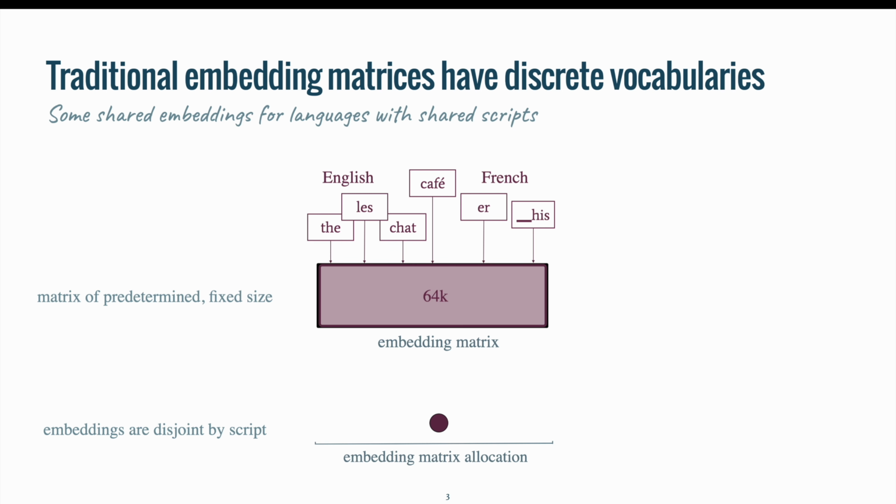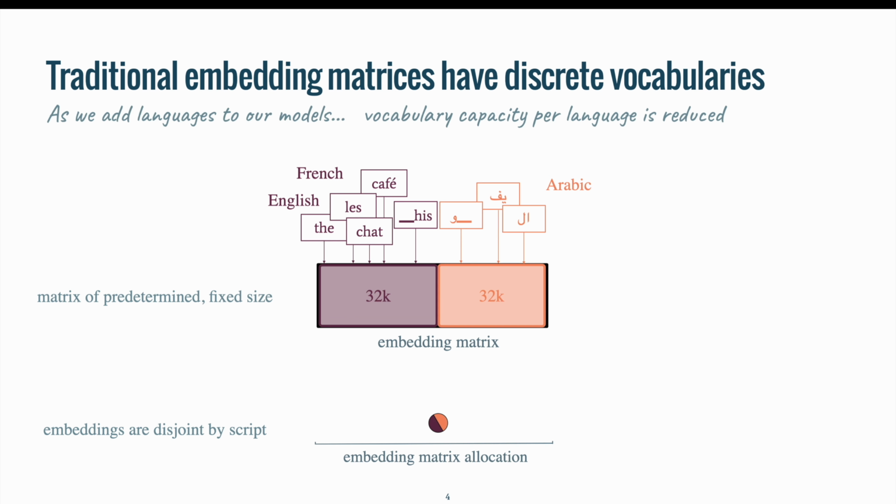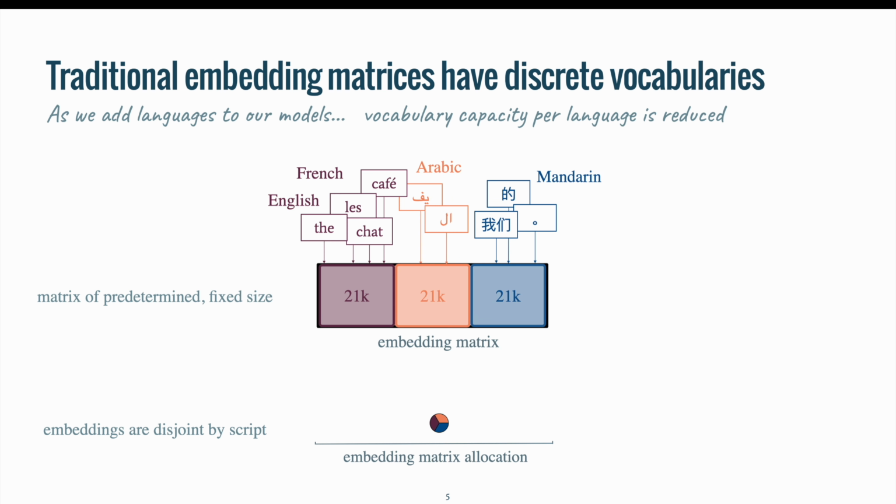Traditional embeddings, on the other hand, require choosing a static vocabulary size in advance. Embeddings may be shared across languages if they have shared scripts and subwords. As we add languages to our model's vocabulary, capacity per language is reduced. This is particularly true if languages do not share scripts. With increasingly multilingual models, common words and characters can be out of vocabulary.